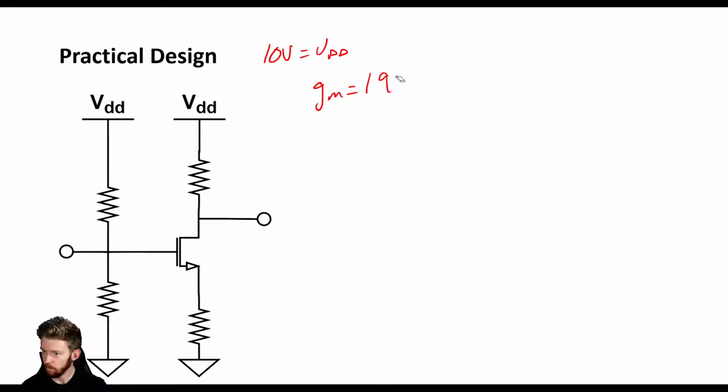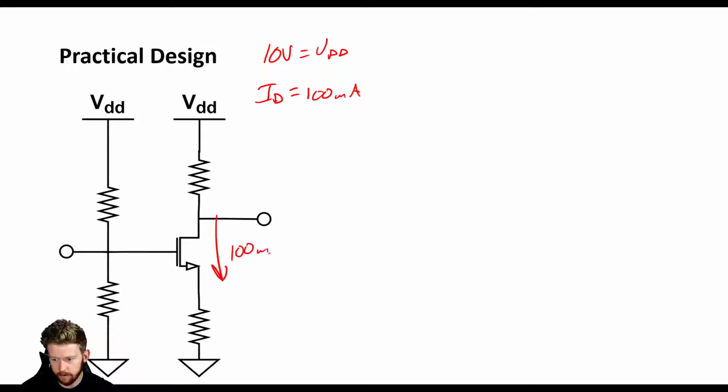So what we're going to do is assume that we're going to design our ID to be at 100 milliamps. So we're going to say our DC bias, there's going to be 100 milliamps flowing from the drain to source in this MOSFET. And because I did a little bit of simulation and peeked ahead, we can see that our GM is about 1.2 in this case. So our GM is 1.2 at an ID of 100 milliamps. So we're going to use this information.